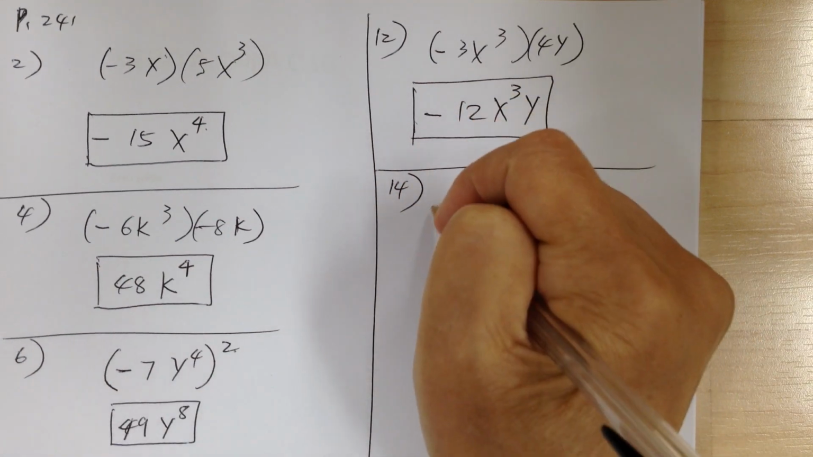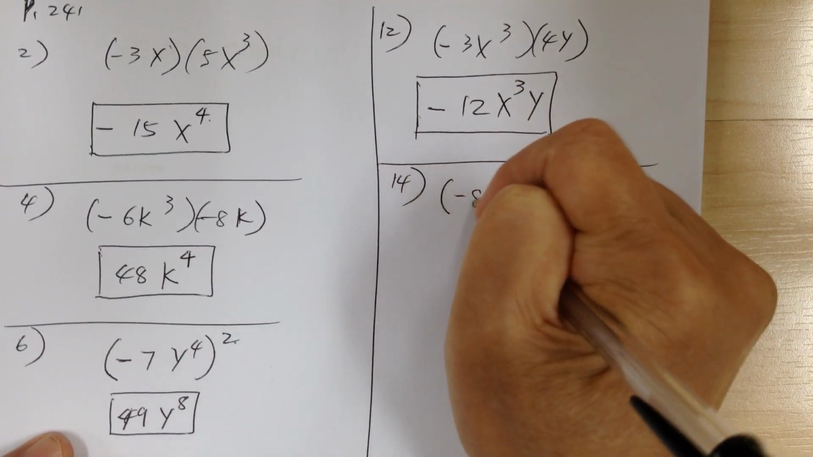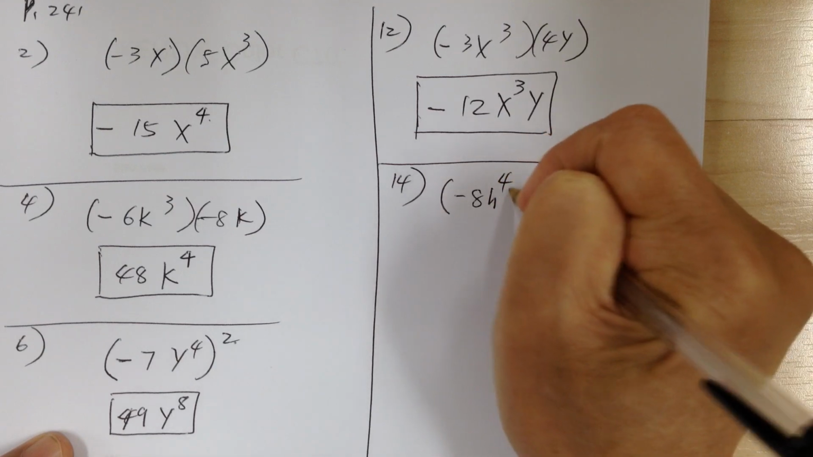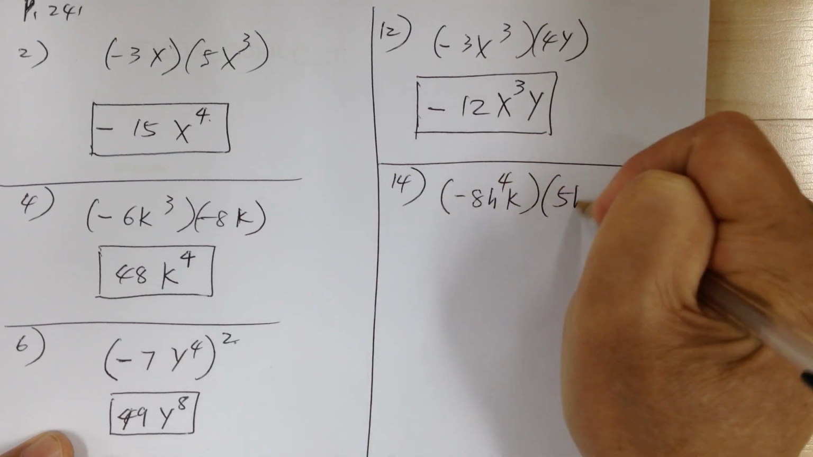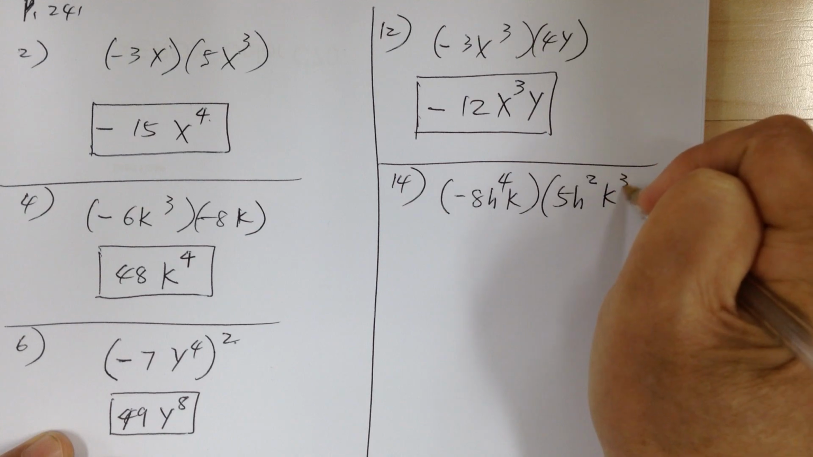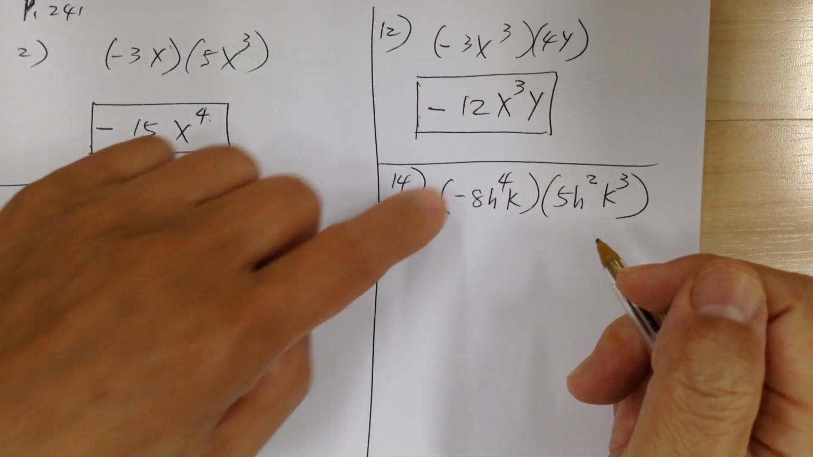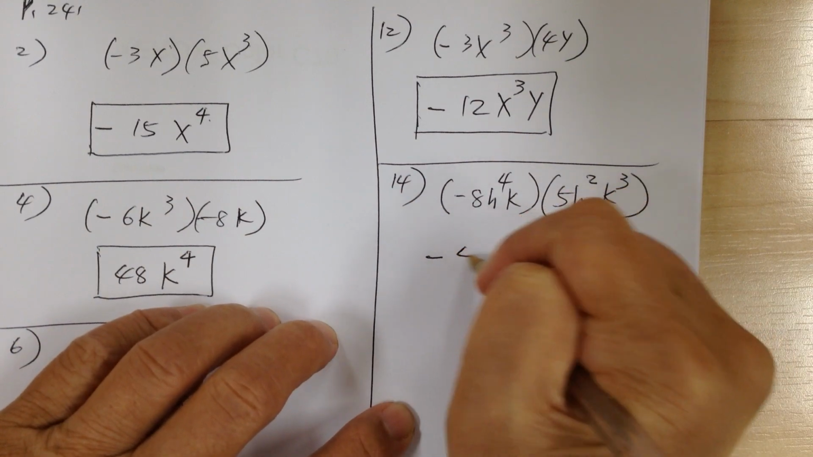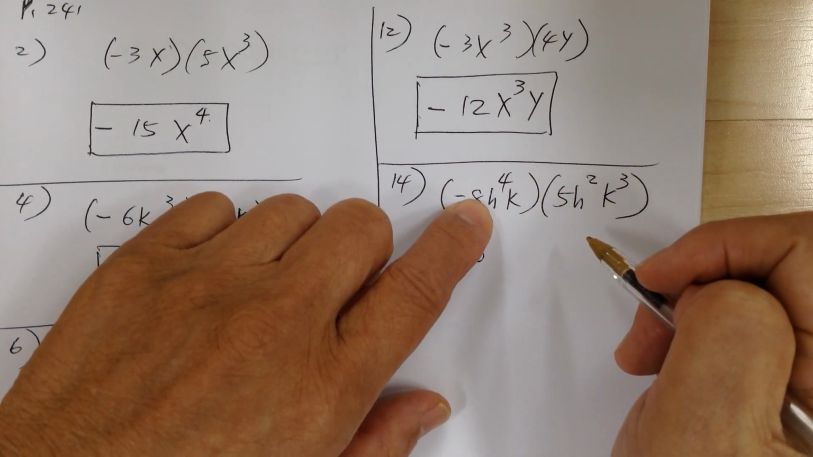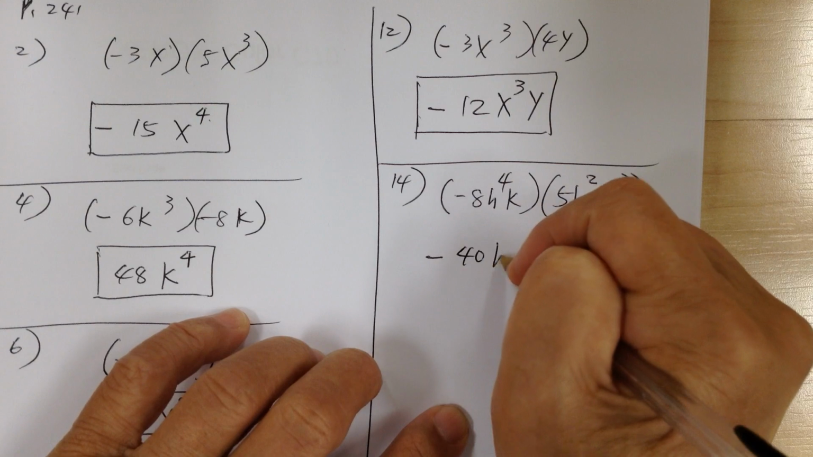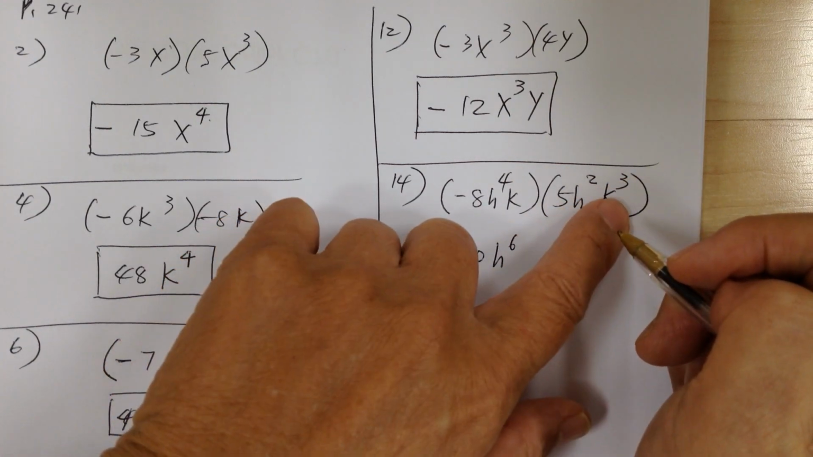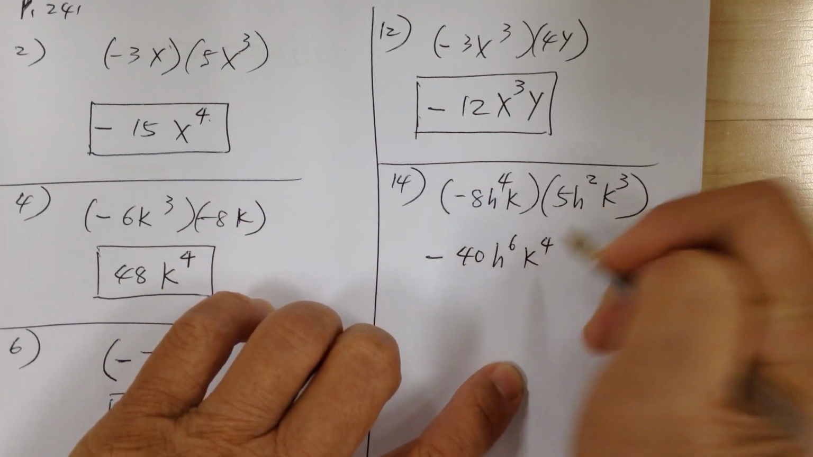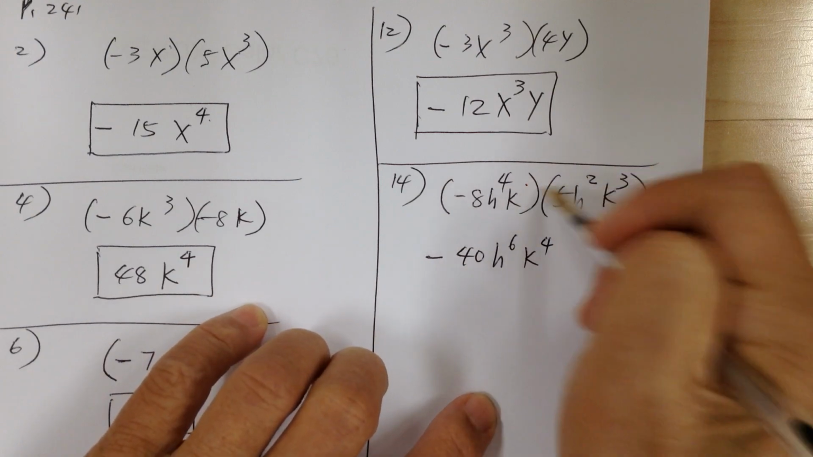Okay, number 14, negative 8h to the 4 k times 5h squared k to the 3. Okay, so first sign, so negative times positive is negative. 8 times 5 is 40. h to the 4 times h to the 2 is h to the 6. k times k to the 3 will be k to the 4, because this exponent is 1, so 1 plus 3 is 4.